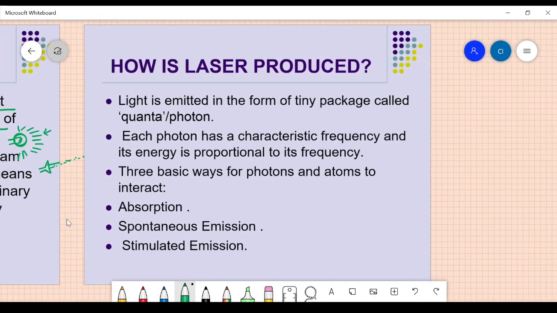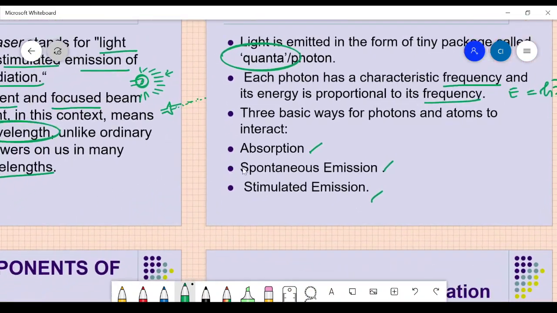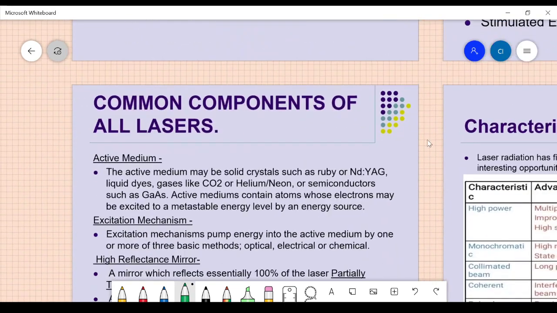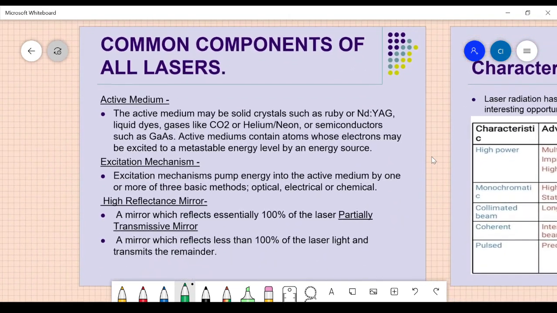How are they produced? Light is emitted in tiny packets called quanta. So we know very well how light is produced. Each photon has a characteristic frequency, and its energy is proportional to its frequency according to the equation E equals h nu. There are three basic ways in which photons and atoms interact: absorption, spontaneous emission, and stimulated emission. Light amplification by stimulated emission of radiation. We know light has to be absorbed and it has to be emitted, so how it is emitted is a very important aspect.